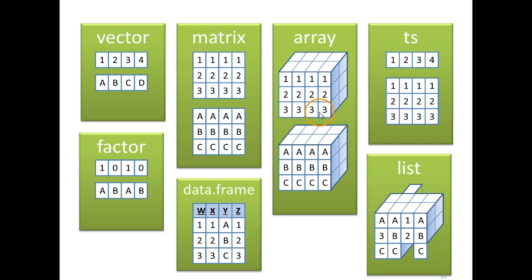The array, in the picture here, we show a three-dimensional structure because it's rather difficult to show four-dimensional structures, but you can have as many dimensions as you wish in an array. The time series we won't go into, and the list doesn't look quite like this. And this is not a good interpretation of the list, but I just try to show that it's rather complicated the way the list works, and we'll definitely get back to that.